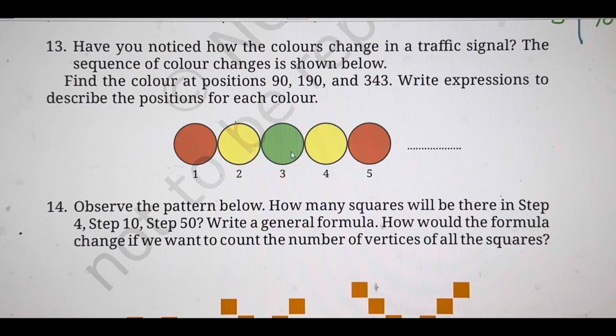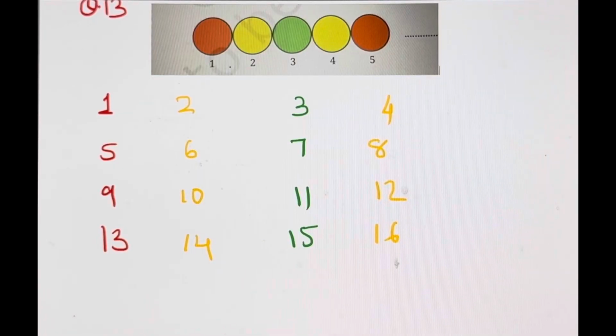So red, yellow, green, yellow, then red, then again yellow, green, yellow. So you can see red is at 1 and 5, yellow is at 2 and 4, and green is at 3. Then let us see next. So we'll understand this by writing some numbers. You see the pattern, we understood that it is red, yellow, green, yellow, and then red.